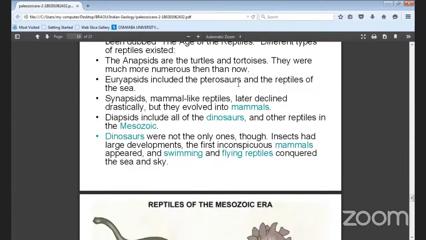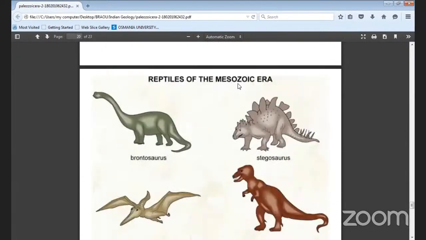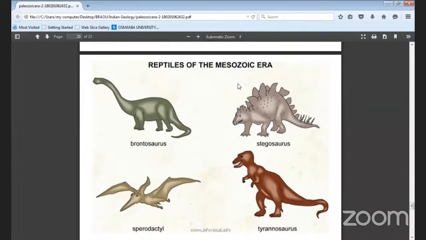Then, yes, these are the reptiles we have found in the Mesozoic era: Brontosaurus and Stegosaurus.